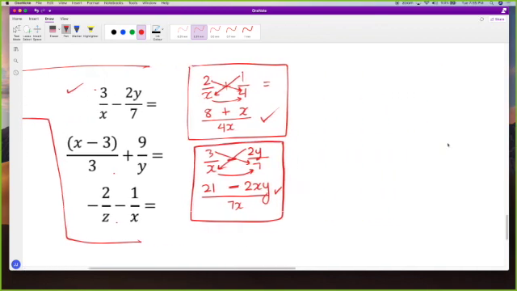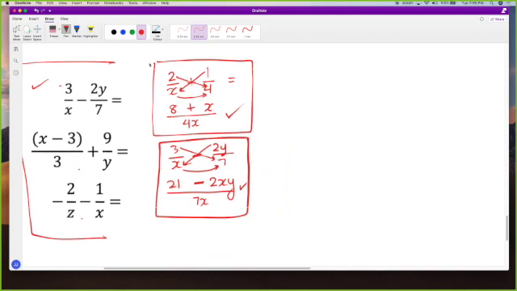And of course, we have some tougher ones here. So we have this one, x minus 3 all over 3 plus 9 over y. Again, no matter how hard it looks, just multiply denominators. 3 times y is 3y. And multiply your numerators. y times all of that is y times all of that.